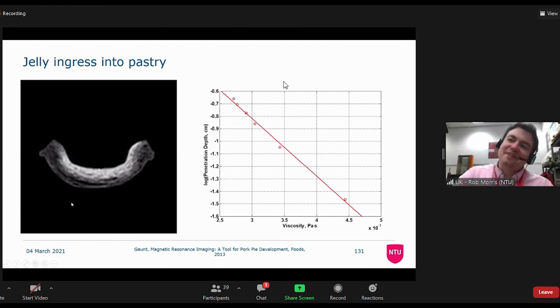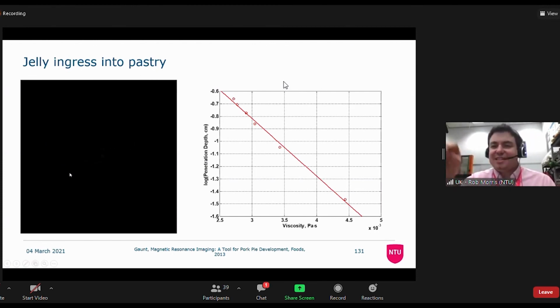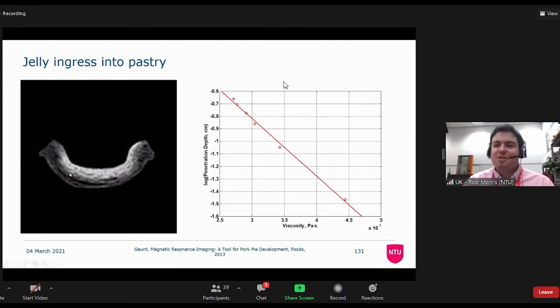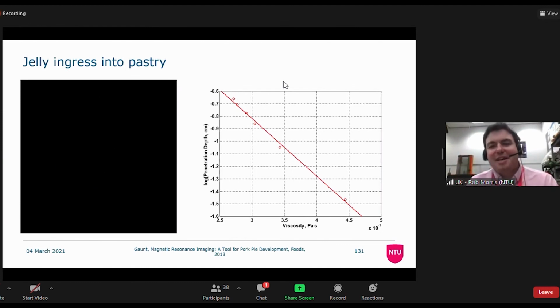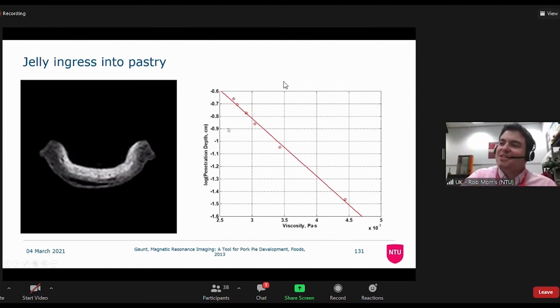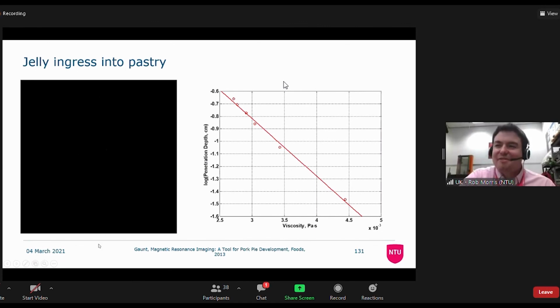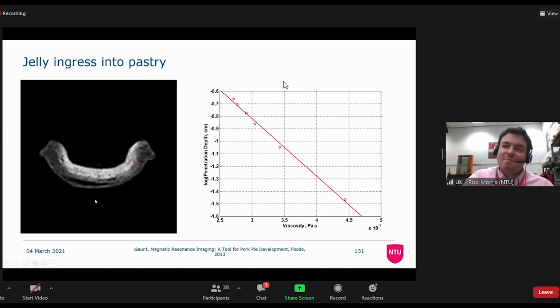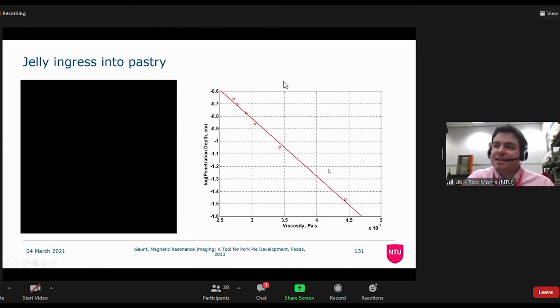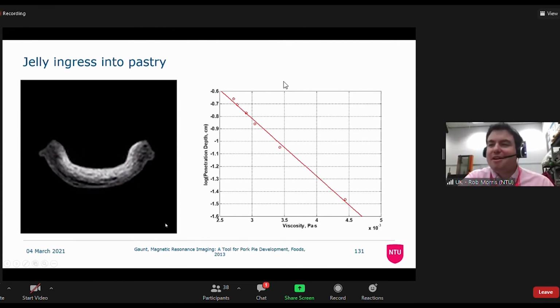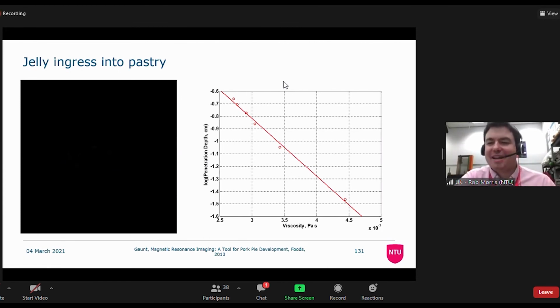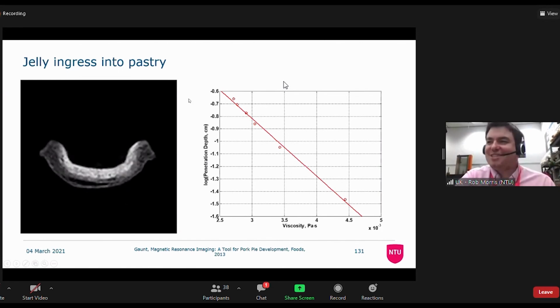We took it a step further and looked at how the jelly, so they have like a gelatine jelly inside, which is meant to preserve the meat. If the jelly is too thin, i.e. not viscous enough, it seeps into the pastry and makes the pastry soggy. So we did a thing where we looked at viscosity of jelly versus how far into the pastry it had penetrated, and you can see on there the bright bit is where the jelly's got into the pastry and the dark bit is what the pastry should look like. There's a nice linear relationship which taught absolutely nobody anything about how to make pork pies, but it's a nice demonstration of how MRI is useful for these sorts of things.